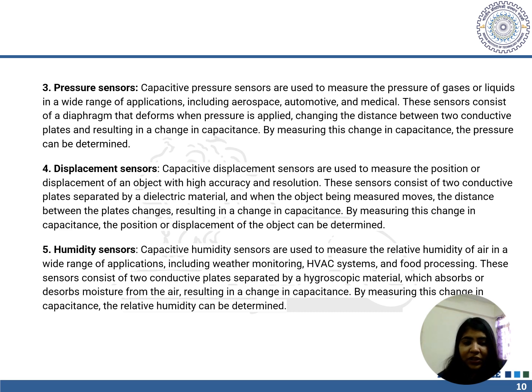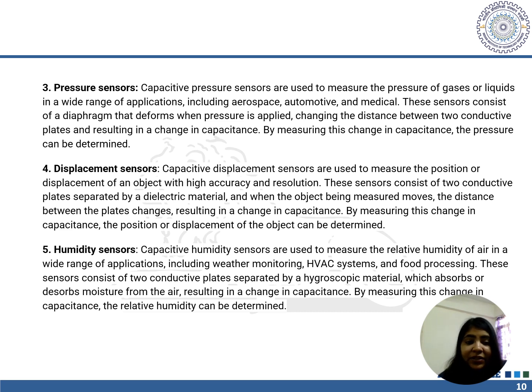The next application is in the displacement sensors. They are used to measure the position or displacement of an object with very high accuracy and resolution. These sensors consist of two conductive plates which are separated by a dielectric material. So when the object being measured moves, the distance between the plates will change, which will result in a change in the capacitance. By measuring this change in capacitance, the position or displacement of the object can be determined.